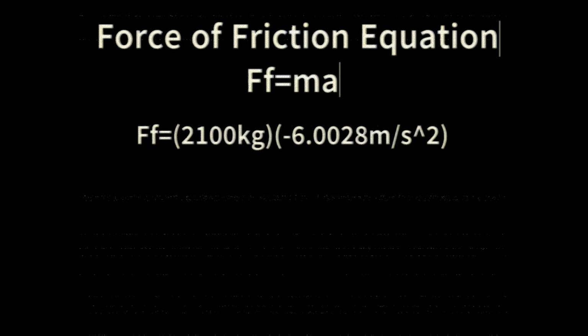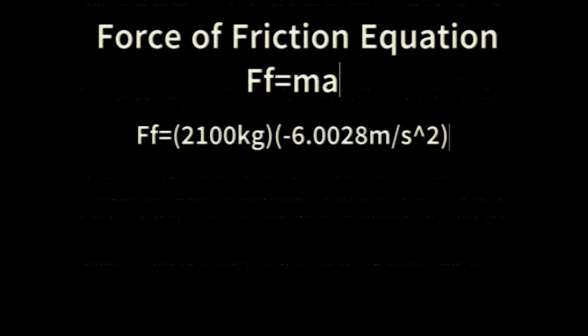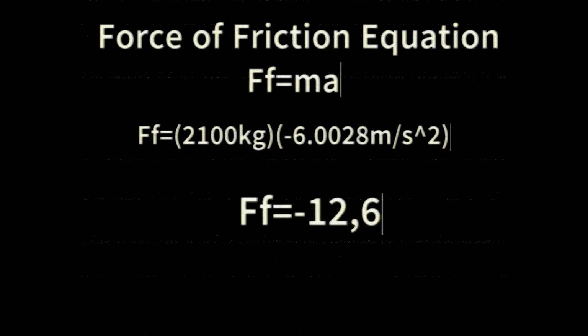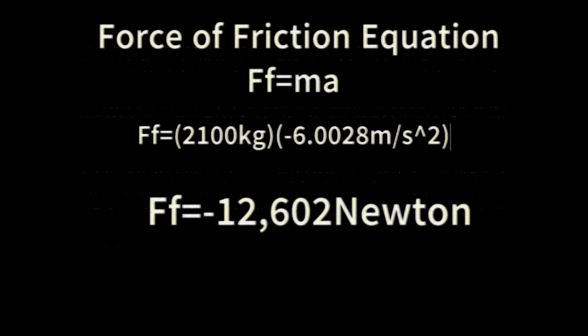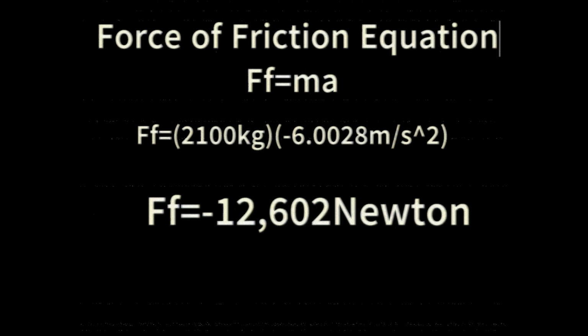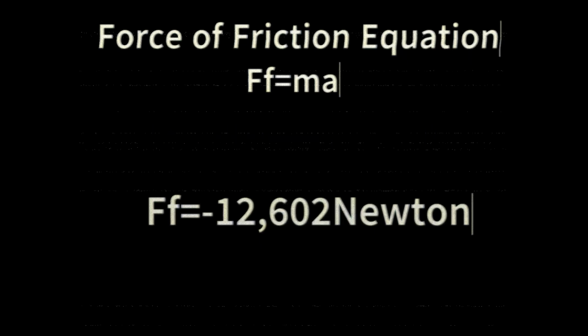Now I need to find the force of friction. I use the equation force is equal to mass times acceleration. That gets my force of friction at negative 12,602 newtons. That means the force of friction required to stop a 2,100 kilogram object moving at 54.79 meters per second over a distance of 250 meters is about 12,602 newtons in the opposite direction.